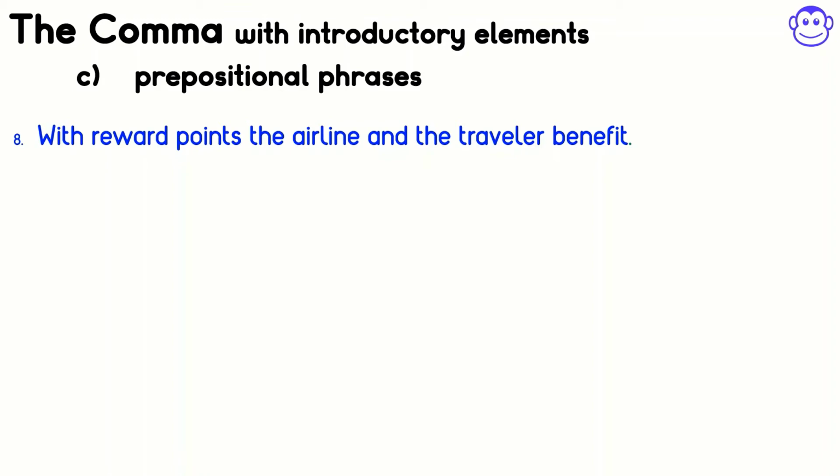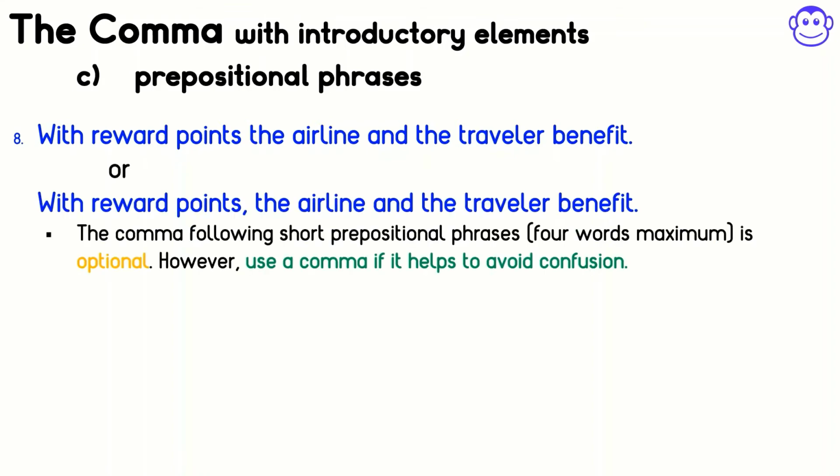The message is clear, and so a comma is not a requirement. The sentence is correct with or without the comma following the prepositional phrase. Usually, for sentences containing short introductory prepositional phrases of 4 words or fewer, the comma is optional. You should, however, add a comma if it aids clarity.